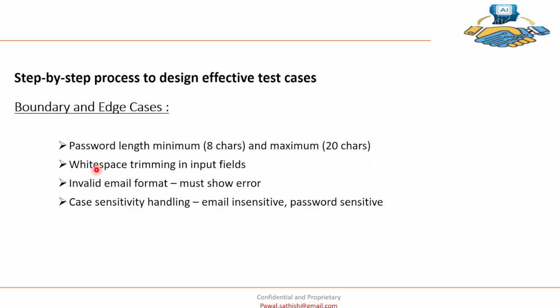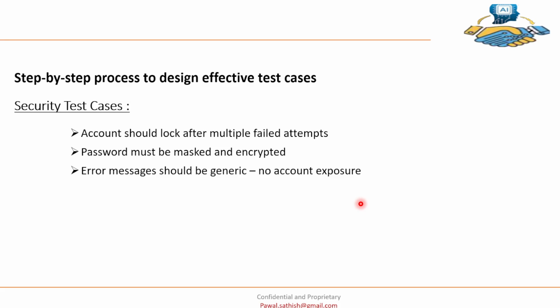Even like we'll also try white space trimming. If we give the space, okay, then value again space, what will happen? Okay, then invalid email format. It should give the relevant error message. Okay, then we also need to check the case sensitive handling, email and password sensitiveness and other things. We need to consider. Okay, then next is the security test cases.